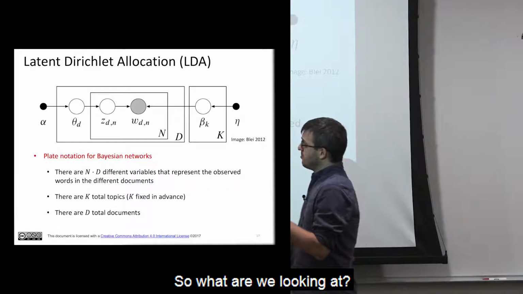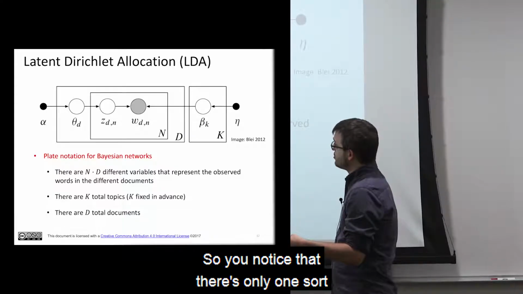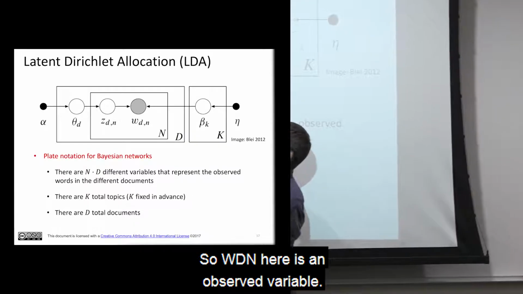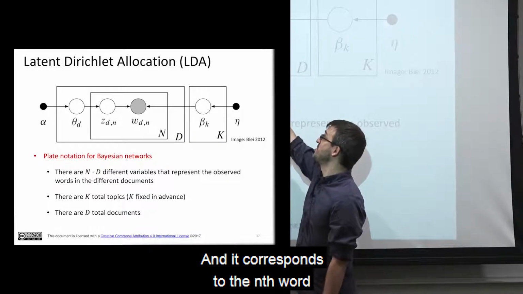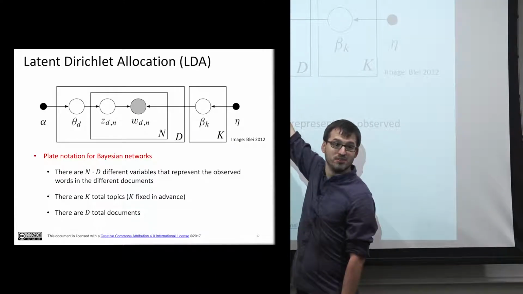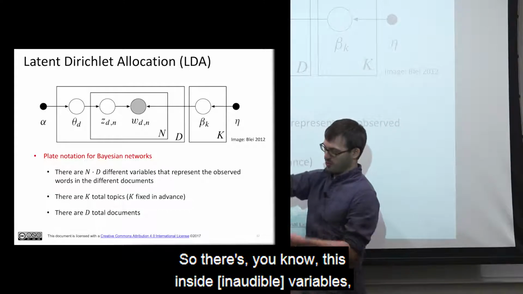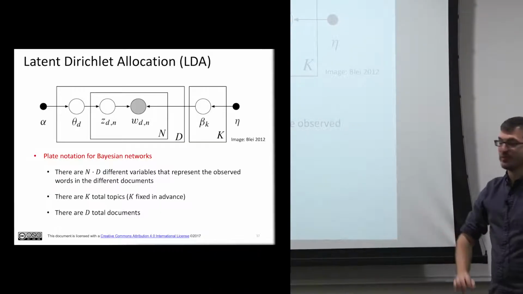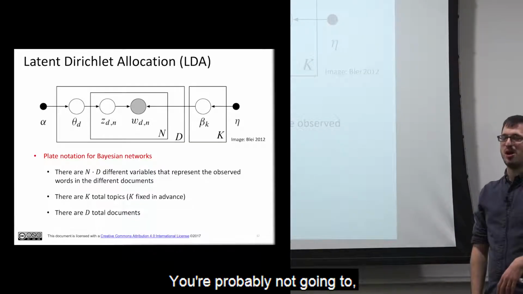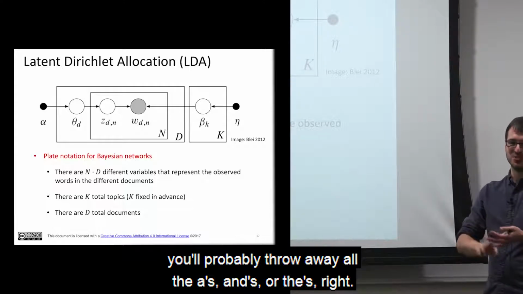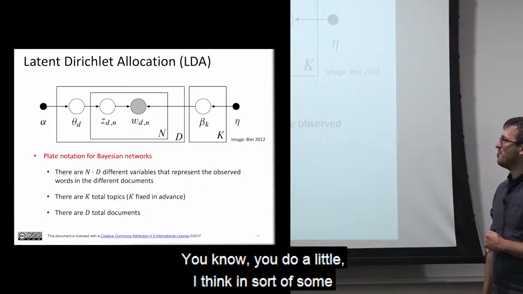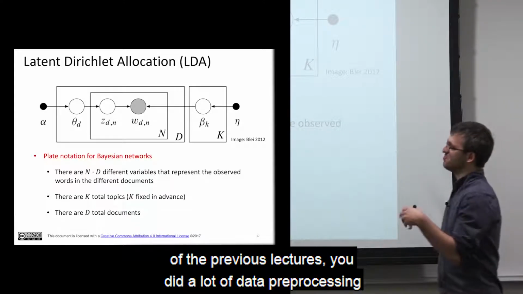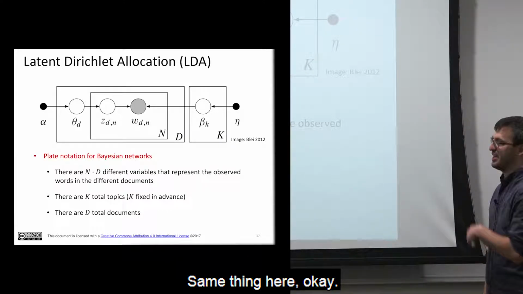So what are we looking at? You notice that there's only one gray circle in this whole thing. W_dn here is an observed variable, and it corresponds to the nth word in the dth document. So there's one of these random variables for each word in every document. Now, of course, you would do some pre-processing. You'll probably throw away all the a's, and's, or the's. In some of the previous lectures, you did a lot of data pre-processing to throw this stuff away. Same thing here. Okay.